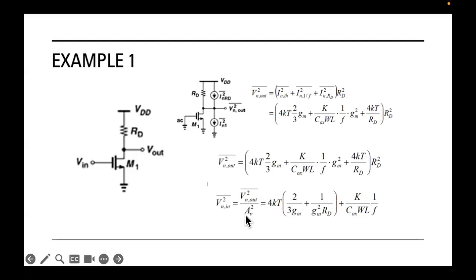And if you remember, the gain of this amplifier was negative GM RD. So the gain square is GM square RD square. So simply, if we divide this by GM square RD square, you will get this, which represents the equivalent input noise due to the three sources of noise we have. So this shows you how we can make a full analysis for a common source circuit in terms of an analog noise analysis, and how we can predict the output voltage noise and the input voltage noise.